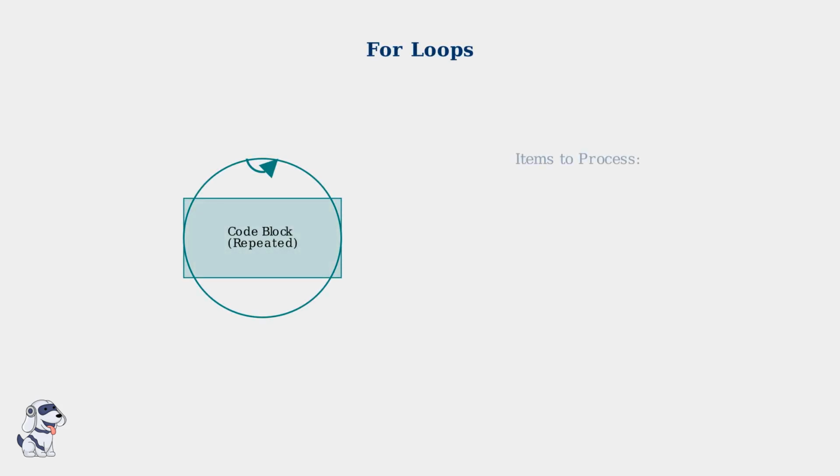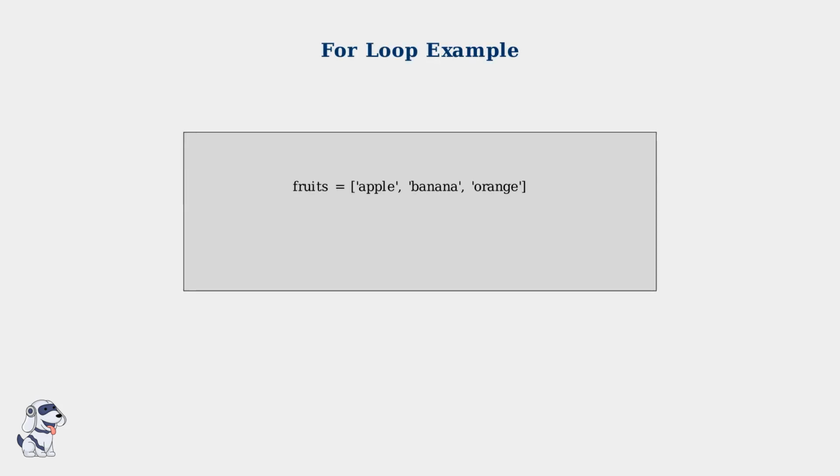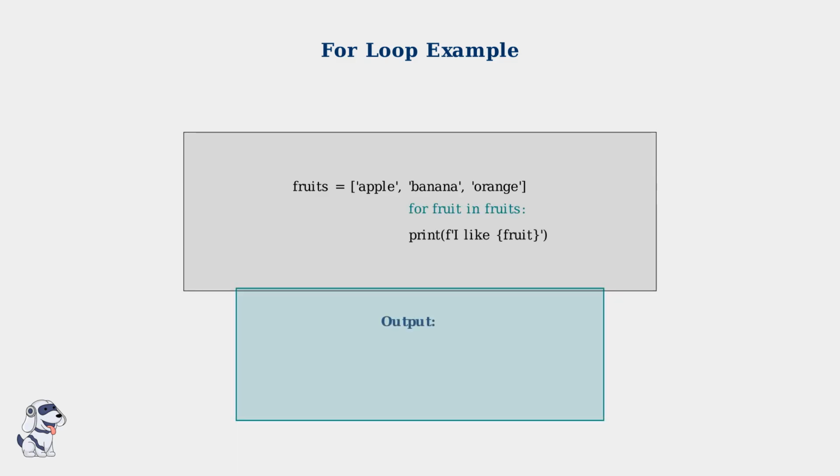Loops allow us to repeat code multiple times. The for loop is perfect when you know how many times you want to repeat something or when you want to process each item in a collection. Here's a practical for loop example. We iterate through a list of fruits and print each one. The loop automatically goes through each item in the list, executing the print statement for each fruit.